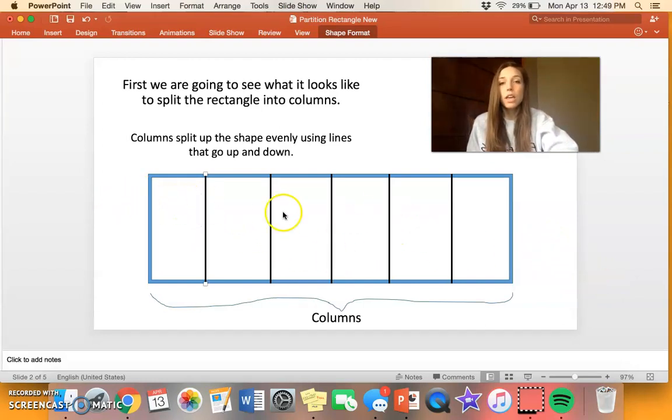Looking at this rectangle, I'm going to count how many columns I see in this shape. Well, first I see I have 1, 2, 3, 4, 5, 6. I have 6 columns in this rectangle.